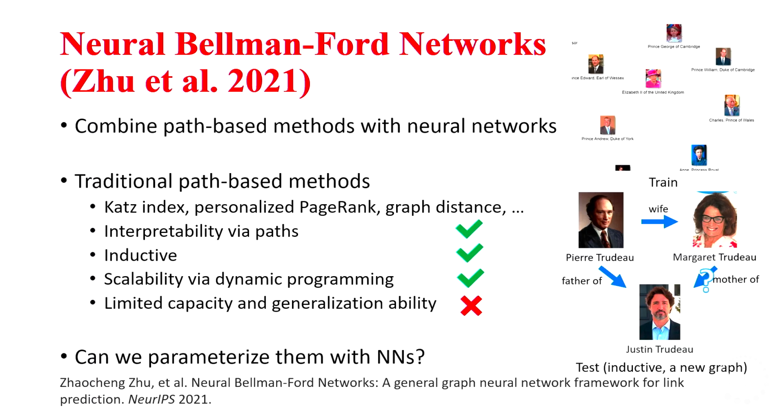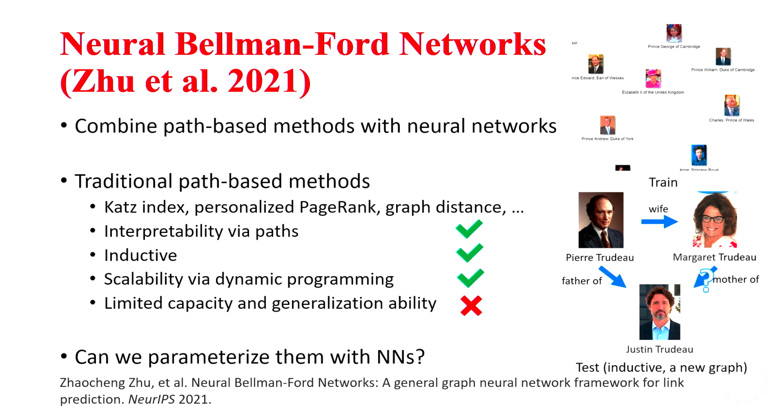So we have had some recent work on knowledge graphs called neural Bellman-Ford networks. And the idea of neural Bellman-Ford networks was to combine the benefits of path-based methods with neural networks. So traditional path-based methods include something like personalized PageRank, which you might have heard about. It's how Google search results work. Graph distance, which is simply the distance between two nodes in a graph.